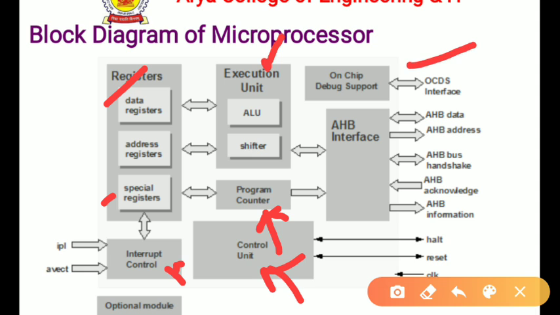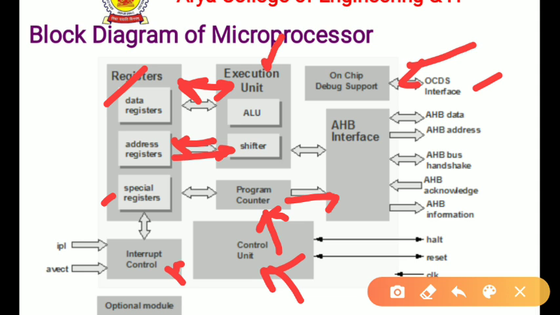Now we have debug support, that is on-chip debug support, OCDS, and there is a bidirectional OCDS interface. The double arrow shows that data and information are exchanged between these two units, that is, it is bidirectional. It can transfer data to this unit and receive also. Similarly, it can transfer data and receive also. The program counter and the AHB interface connection is unidirectional, which means the program counter doesn't receive data from the AHB interface.